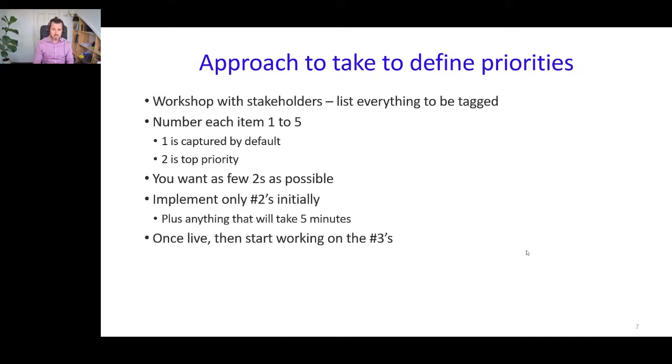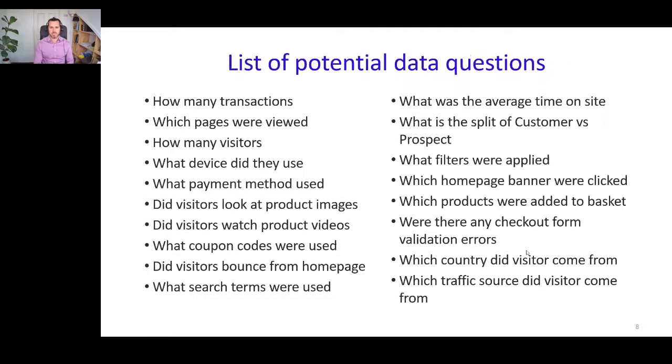And you use that list. The number 2s are what you implement initially. If something will take 5 minutes to implement, and I've got the example later on of the page URL, capturing that, 5 minutes work, yeah, throw that in as well. But initially, just the 2s. Get that live, get that being used, and then move to the 3s.